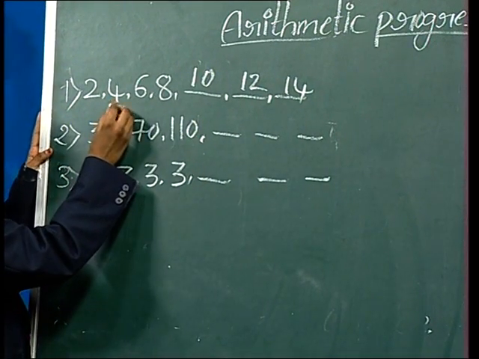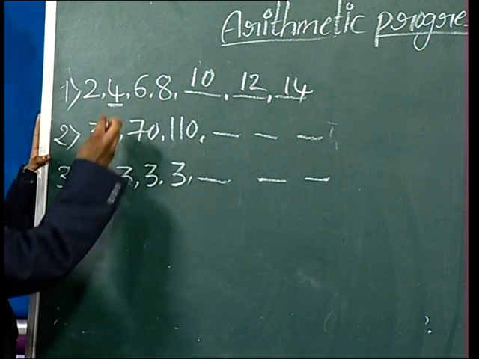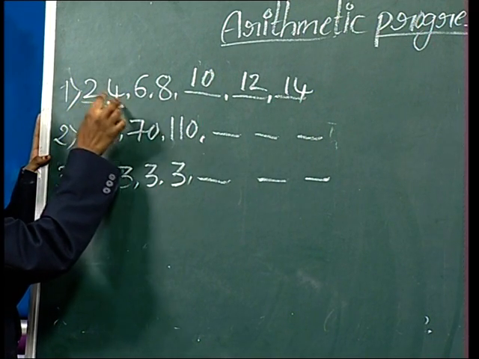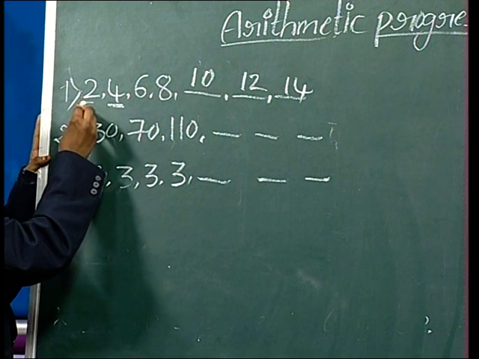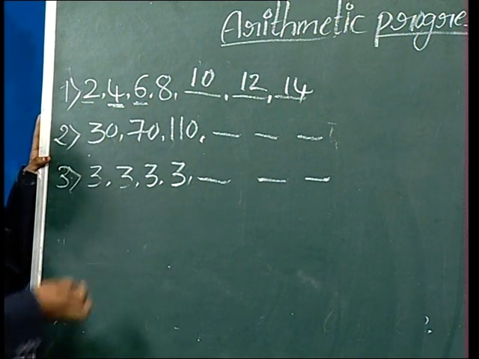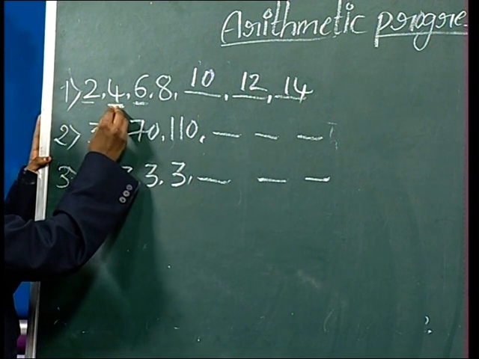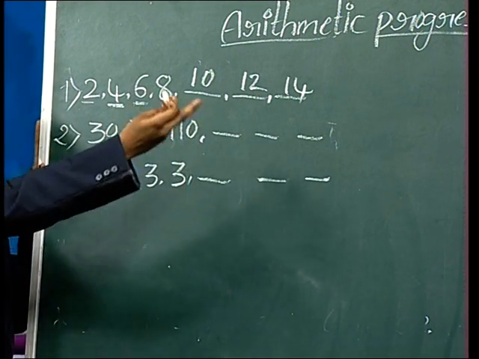Here you can see that this 4 is obtained by adding a fixed number to the preceding term of 4. That means here the 2 is the preceding term of 4. So here I am adding 2 to the preceding term. That means 2 plus 2 becomes 4, and the 6 is obtained by adding 2 to the preceding term of 6, that means 4. 4 plus 2 becomes 6, and 8, 10, 12 and so on.